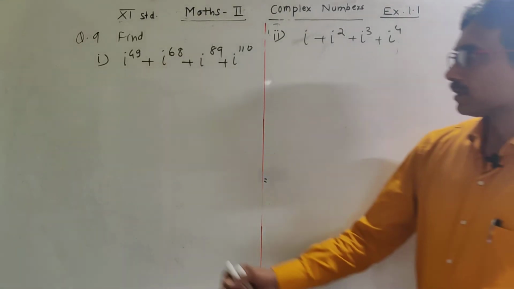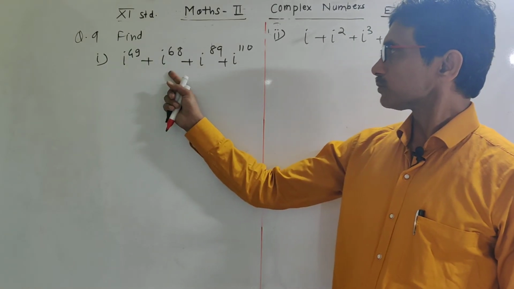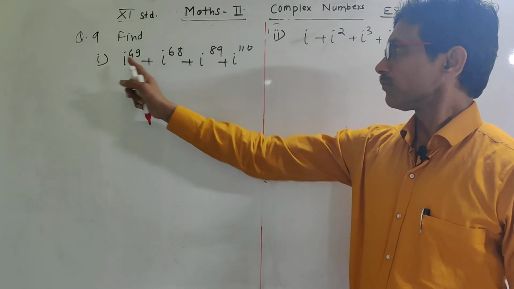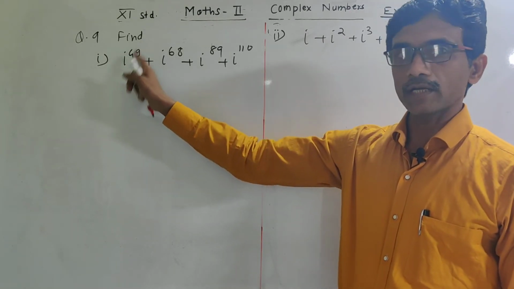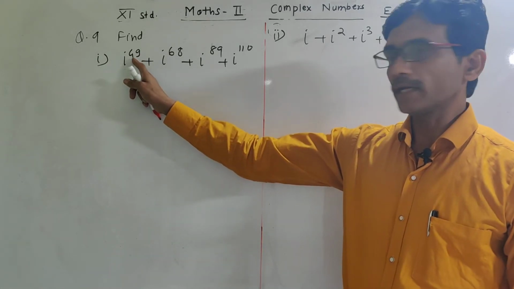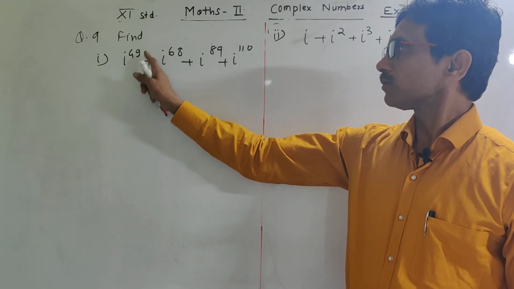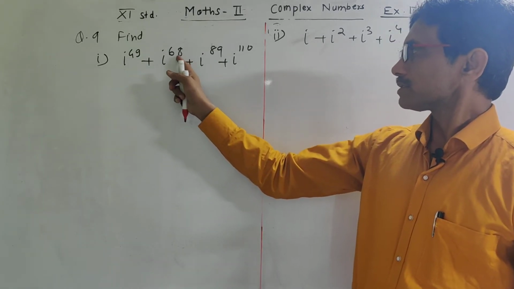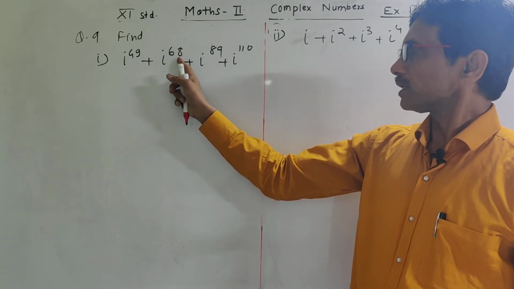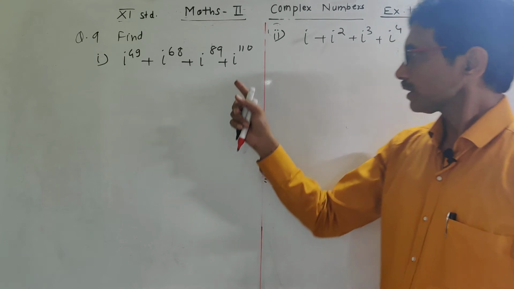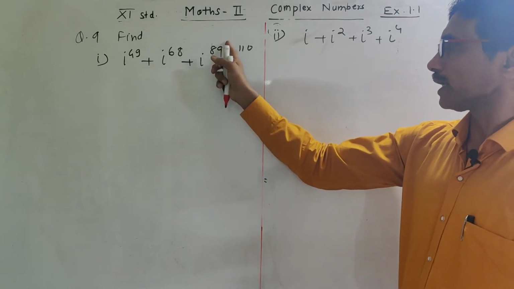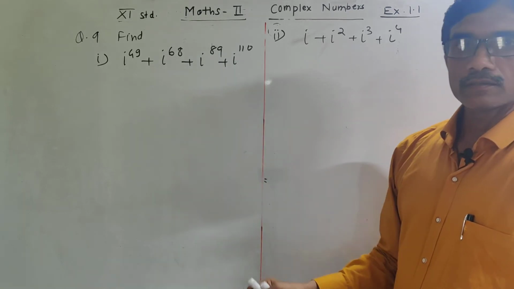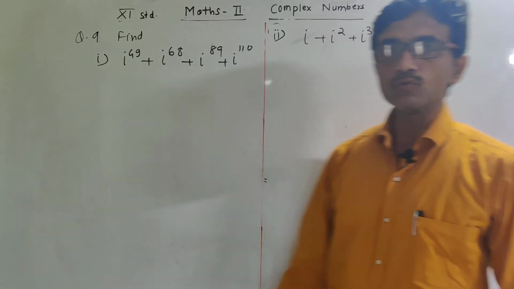Question number 9: i raised to power 49, plus i raised to power 68, plus i raised to power 89, plus i raised to power 110. We find the value of this. You know, when i is raised to a power that is a multiple of 4, it is equal to 1. We write 49 as 48 plus 1. 68 is a multiple of 4. i raised to power 89 we write as 88 plus 1. i raised to power 110 we write as 108 plus 2.